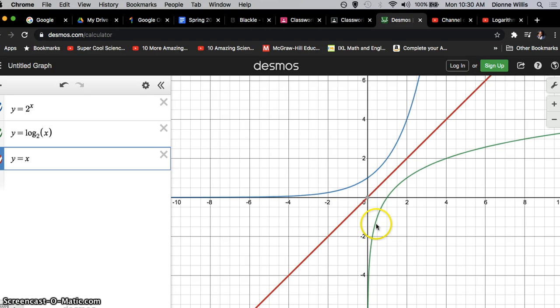And so, what I would like you to observe is that the domain and the range for the blue function, the exponential function, flip flops with the domain and range of the logarithmic function. So now the x values that we can have here that make sense will be from 0, not including, all the way out to positive infinity. Whereas the y values are going to be like the x values, which would be all reals.